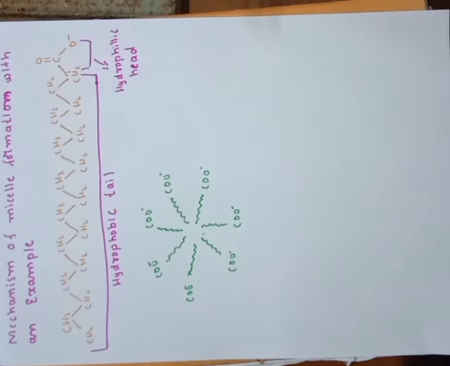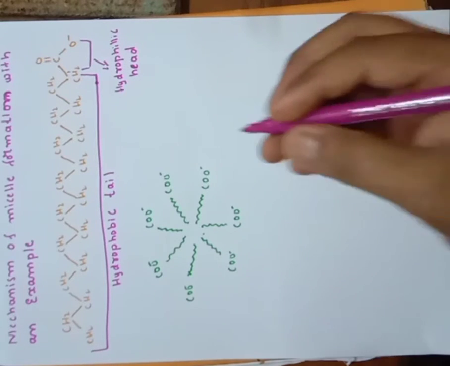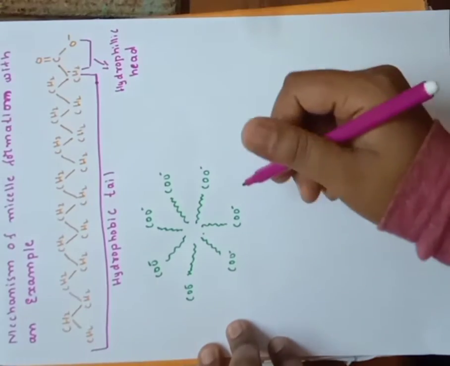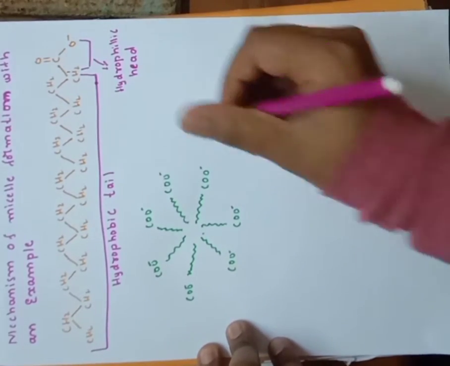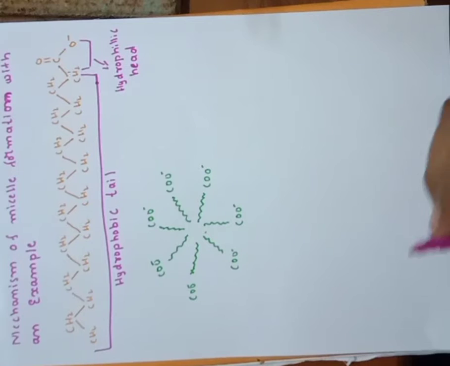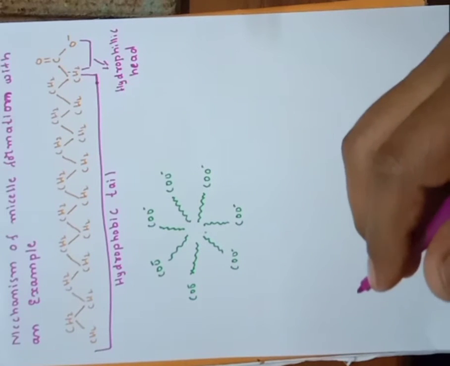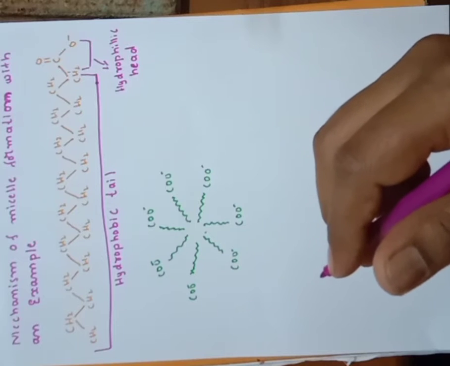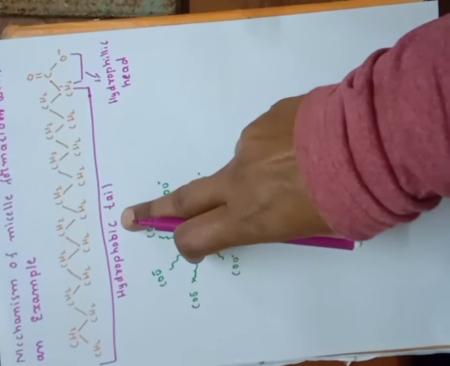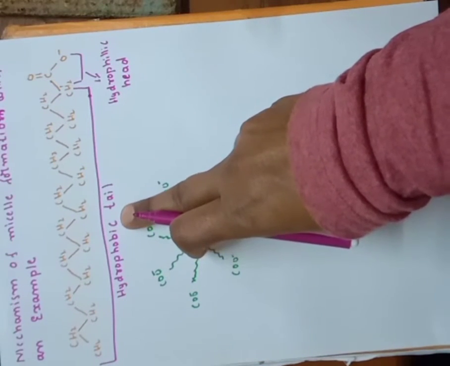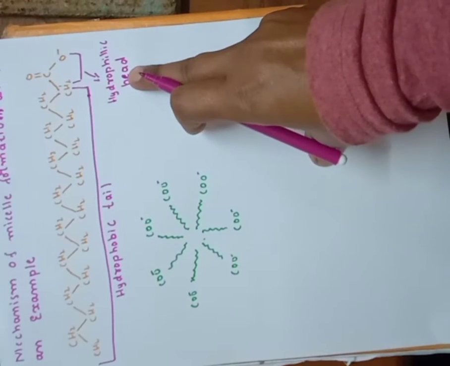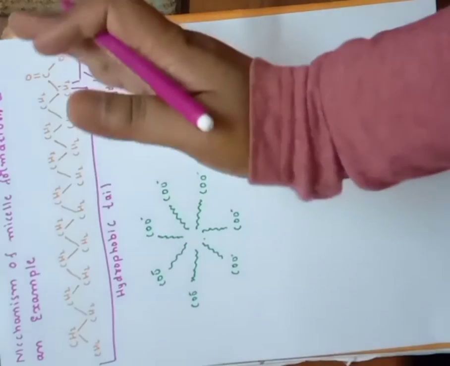So soap consists of what? Sodium stearate. The sodium stearate formula is C17H35COONa. It is a long hydrocarbon chain. It consists of a hydrophobic tail and a hydrophilic head. This is the tail part, this is the head part.